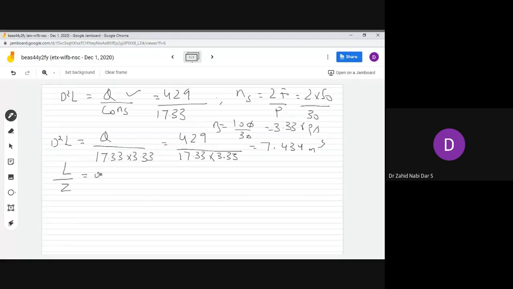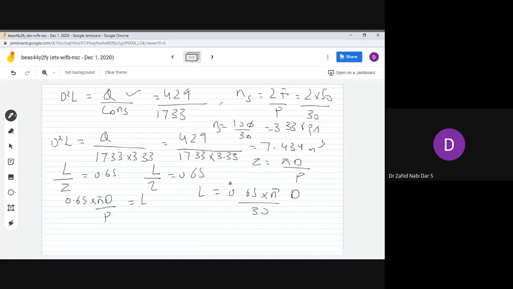So I'll take 0.65. In some books they write L by tau. Why? Because Z is the total number of conductors, and if we write Z here we will get confused, so we will also take L by tau only. So what is tau? We know that the tau value is pi D by p. So 0.65 into pi D by p is equal to L. Here again L is equal to 0.65 into pi D by 30.